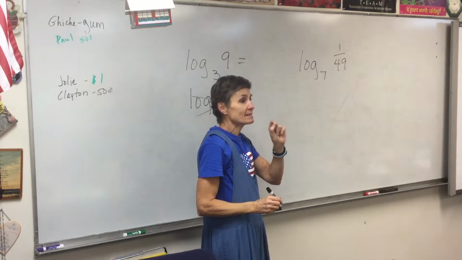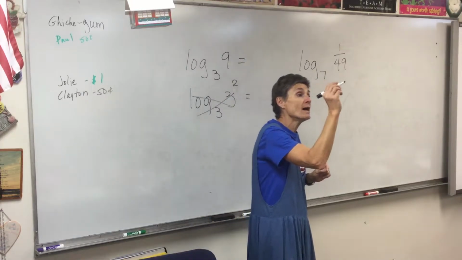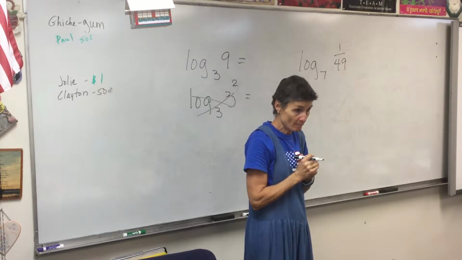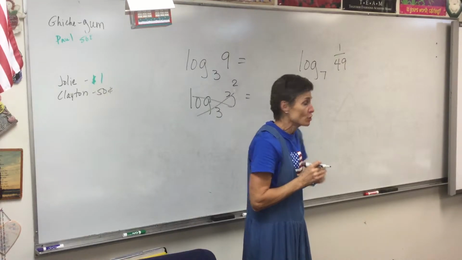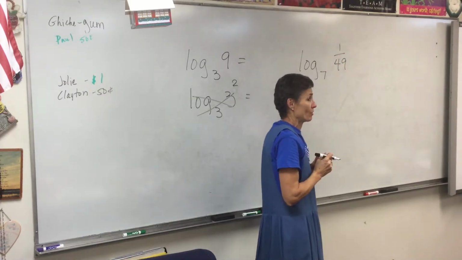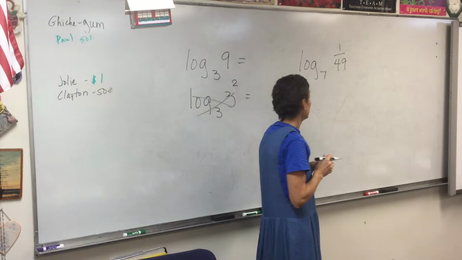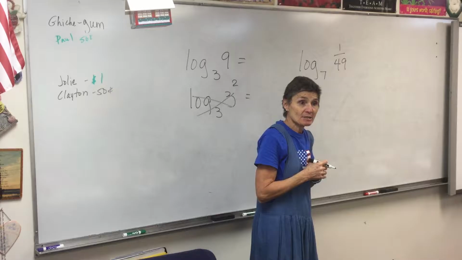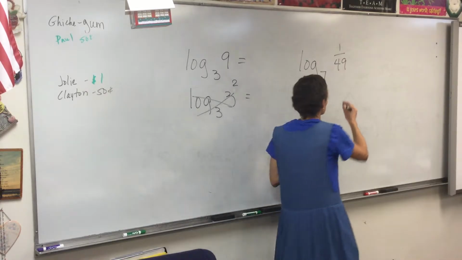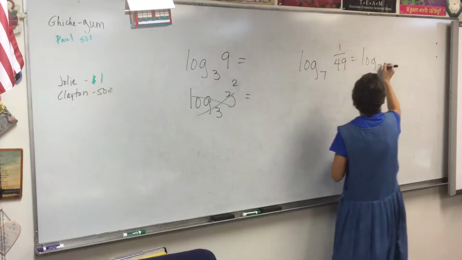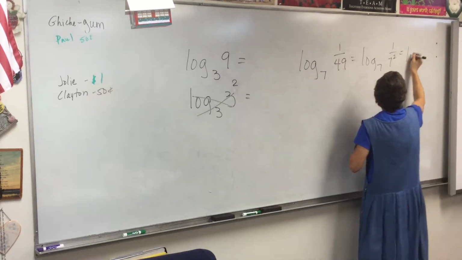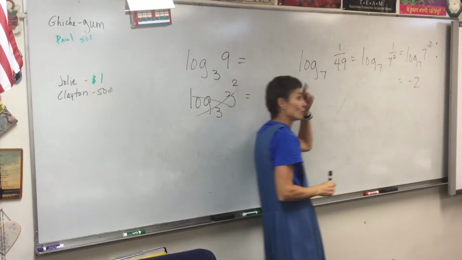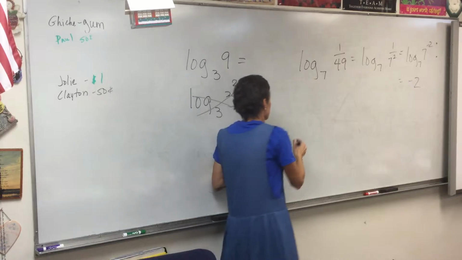Negative 2. And why is it negative 2? Because 1 over means the exponent is negative, right? Remember, negative exponents mean 1 over. So the fact I have 1 over means my exponent's going to be negative. 49 is 7 squared, right? So my answer is negative 2. If I wrote all that out, it would look like this. Which you do not have to write all that out, but that's what's going through your head. That's what you're thinking. So let's try one more.